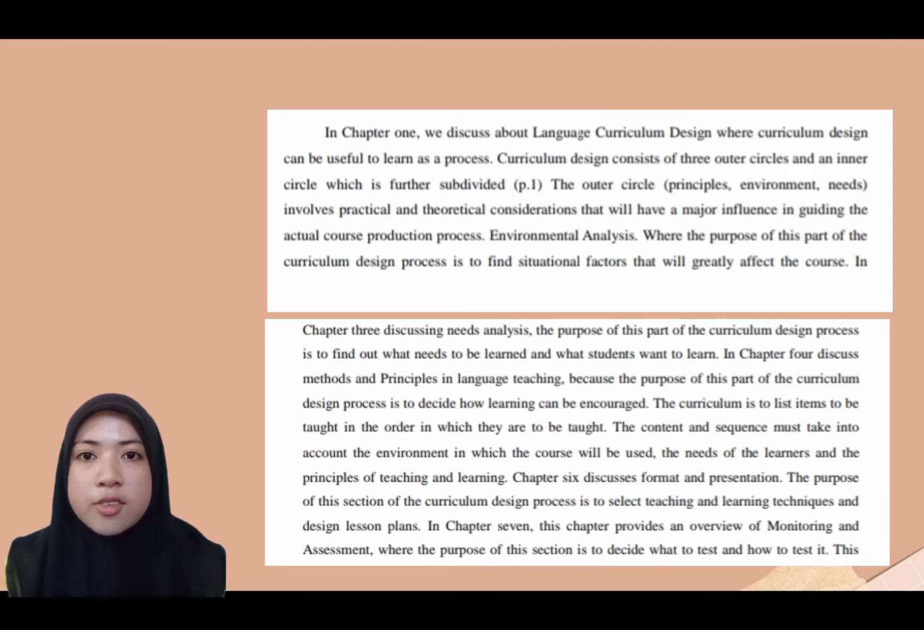The purpose of this section of the curriculum design process is to select teaching and learning techniques and design lesson plans. In Chapter 7, this chapter provides an overview of monitoring and assessment, where the purpose of this section is to decide what to test and how to test it.